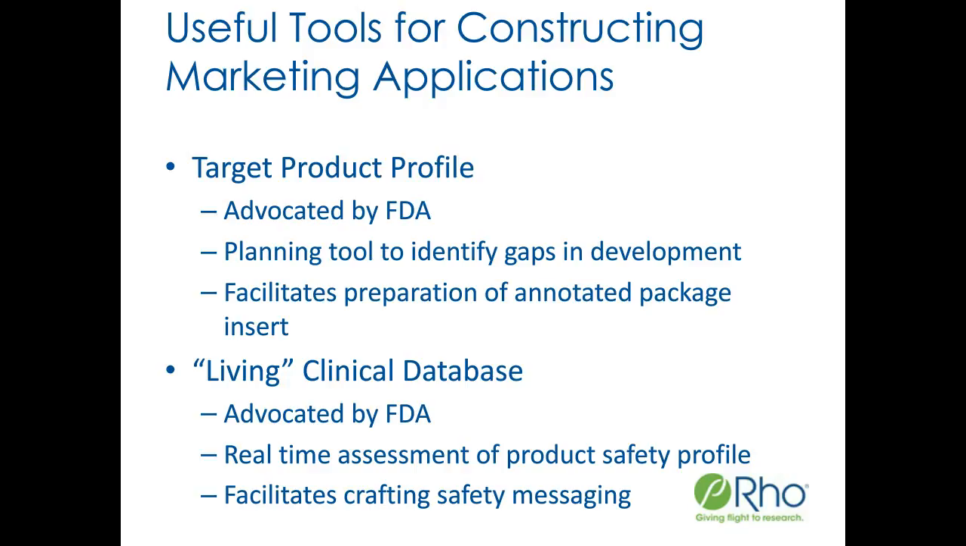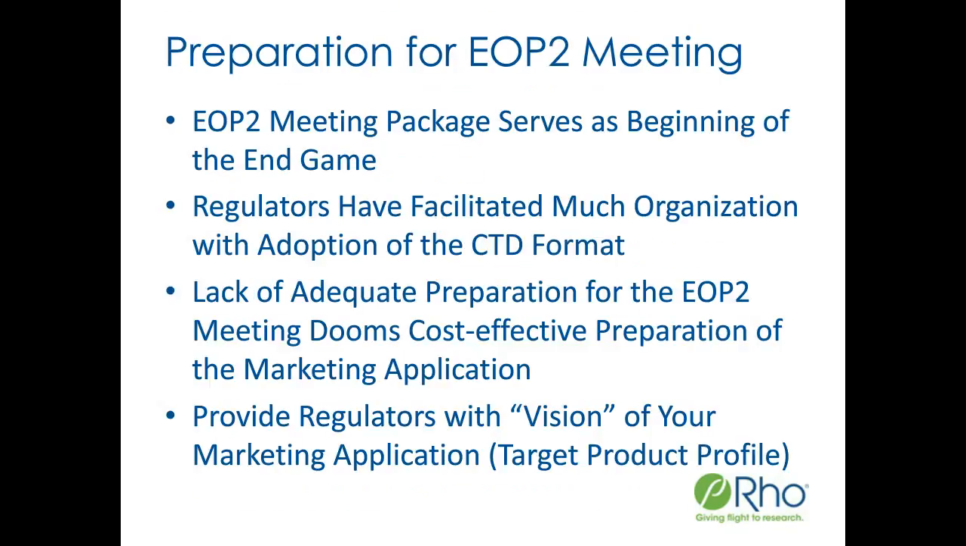So once you've reached proof of concept, I think the next activity is preparation for the end of phase 2 meeting. And this is the beginning of the end game, as I have written here. It is so important that this meeting go well, and it will not go well unless you prepare thoroughly and you ask the right questions. And if you include the target product profile or an annotated package insert, that gives FDA an idea of where you're headed, and it gives you an idea, as Bob said, of where the holes are that you have yet to fill in your development program.